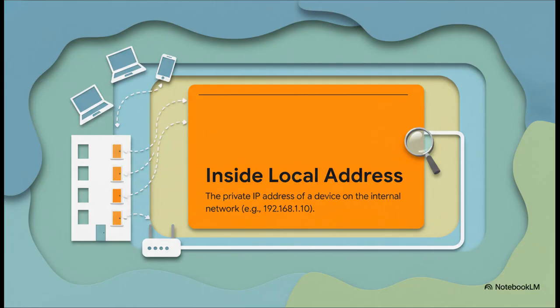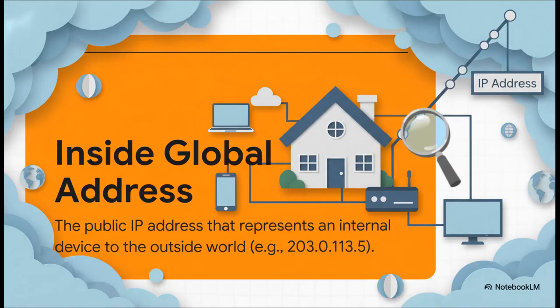So, an inside local address is just the private IP that your router assigns to your laptop or your phone. Here's a great analogy. Think of it like an apartment number inside a huge building. It's totally unique inside that building, right? But the outside world, like the mailman, only knows the building's main street address. And that main street address? Well, that's your inside global address. This is the one single public-facing IP address that your internet provider gives to your router. Every single device inside your home uses this one address to talk to the rest of the world.